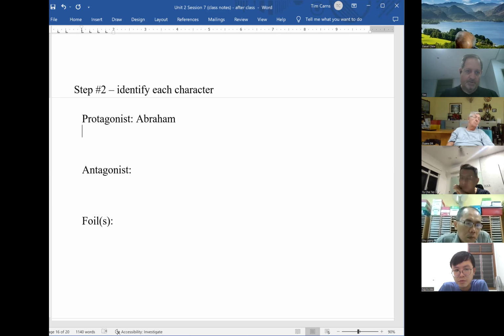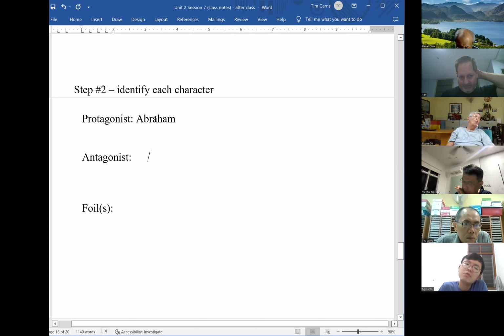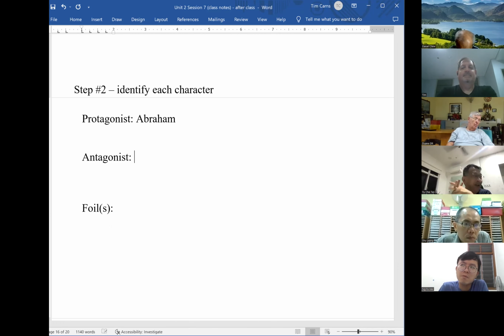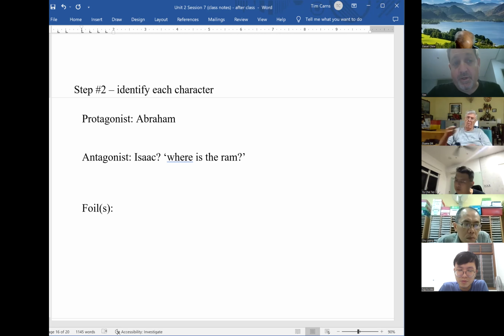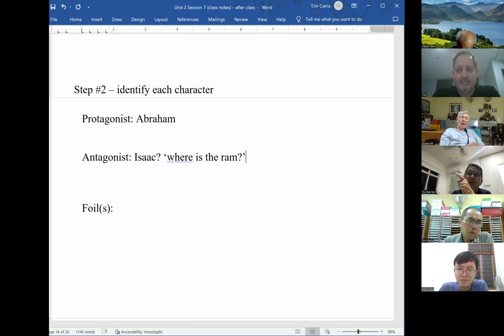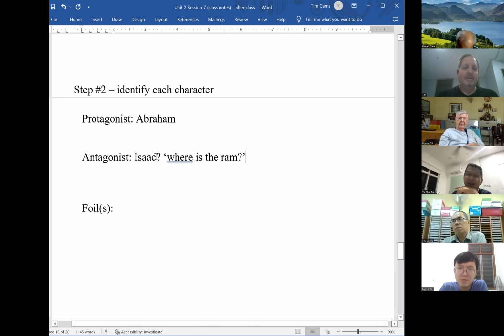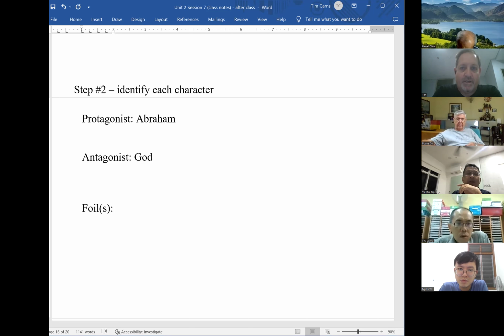Now, here's the interesting question. How about the antagonist? I was thinking, could it be Isaac? Because he asked the father, the fire is here, the wood is here, where is the ram? Okay, now, normally an antagonist is one who opposes the protagonist or who creates a problem or makes it worse. As we think about this story, who is it that creates a problem for Abraham? Or in this case, the angel of the Lord. Yeah, God actually is the one that tested him and said, all right, go sacrifice your son.